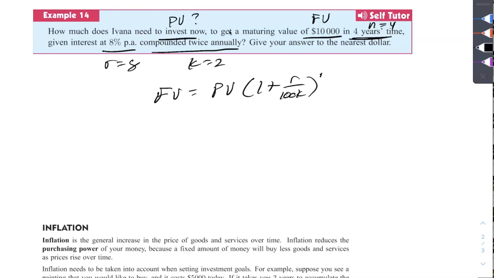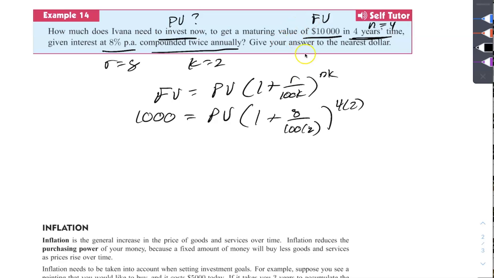100K to the NK. Right, so in this case, I'm looking for present value, so it's a little different. So let's plug in what we know. So future value is 10,000. Present value, I don't know. 1 plus R, which is 8 over 100 times 2, compounded twice, semi-annually. And then all to the NK, so 4 times 2. So there we go. Now in this case, I'm looking for PV. So actually, let me simplify this to make it a little easier to see. So present value equals 1 plus 8 over 200 to the 8.